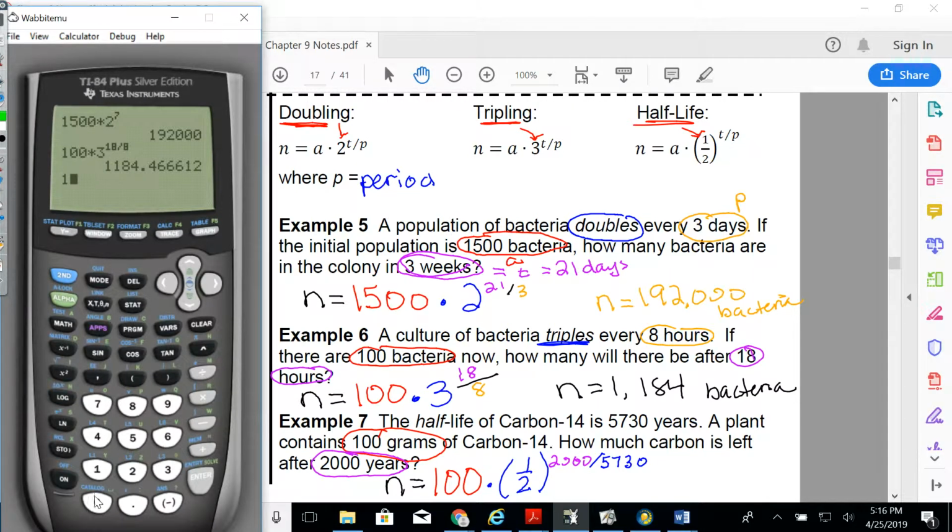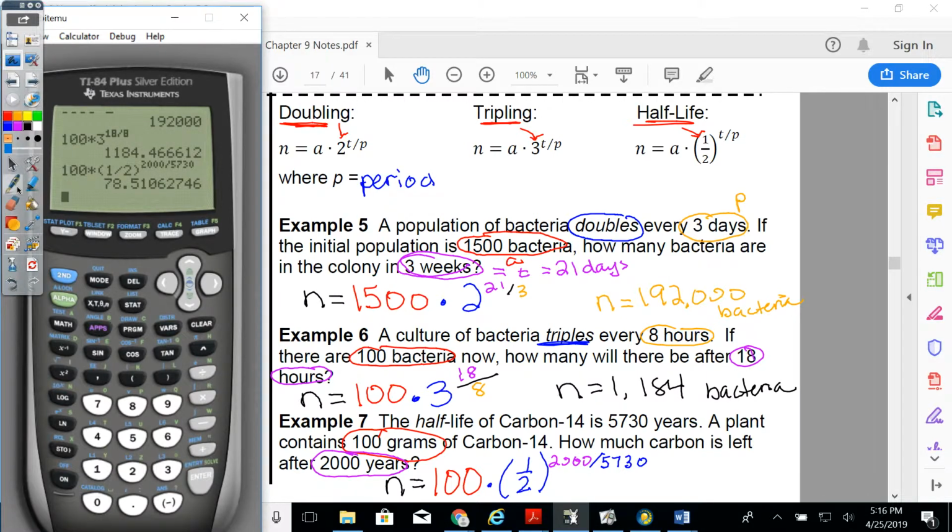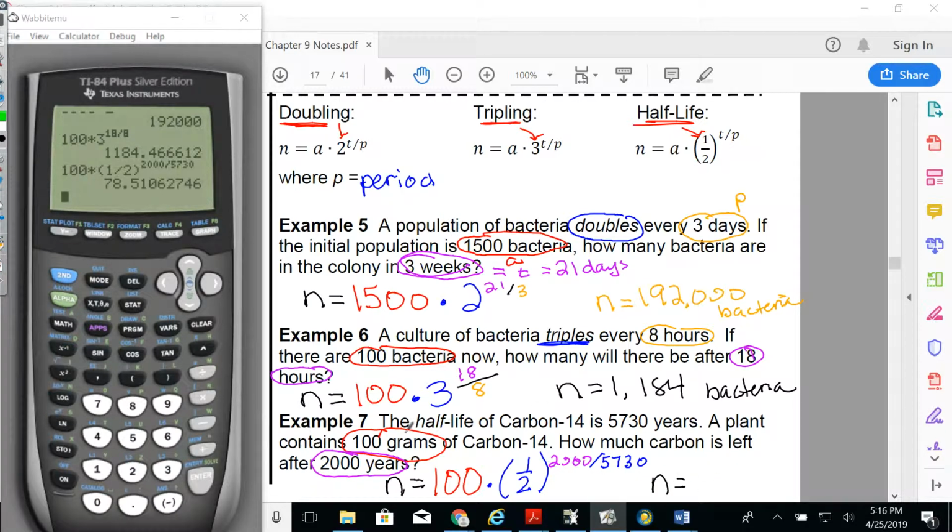So then we just put this into the calculator, times 1/2 to the, and then we just divide these. 2,000 divided by 5,730. So N equals, and we can have decimals here because we're talking about grams. So we can say 78.5 grams of carbon. So again, it hasn't even lost that much. It's been sitting for 2,000 years, but it hasn't lost much of the carbon that it started with.